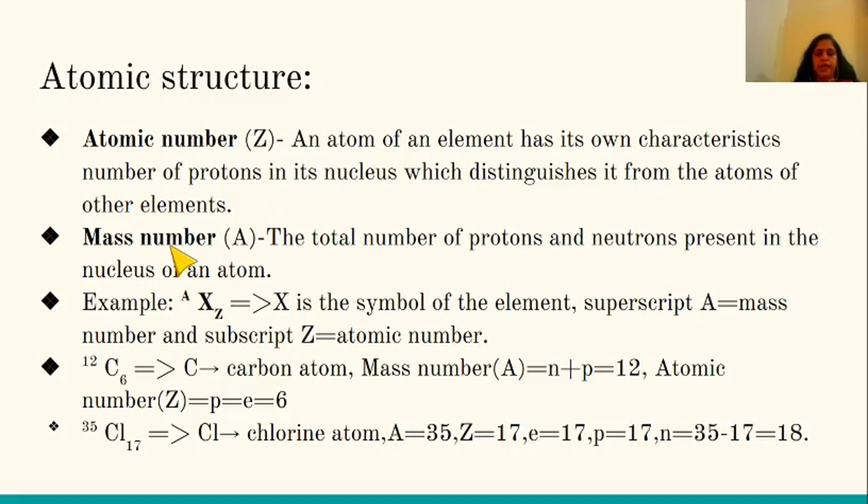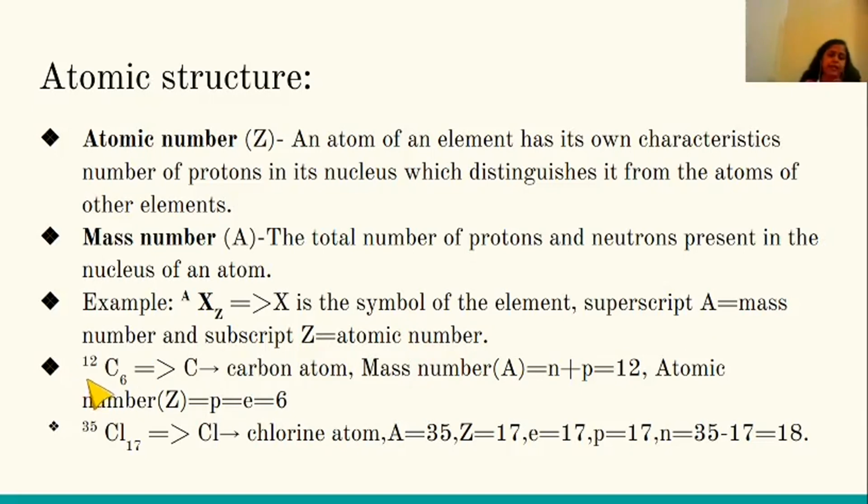Okay, then mass number, which is denoted by capital A, is the sum of the nucleons, that is the total number of protons and neutrons present in the nucleus of the atom. Now, representation: how do you represent it? It is capital X, superscript A, subscript Z, where X is the symbol of the element. Whichever element we are talking about, we write the symbol. The superscript capital A is the mass number. The subscript capital Z is the atomic number.